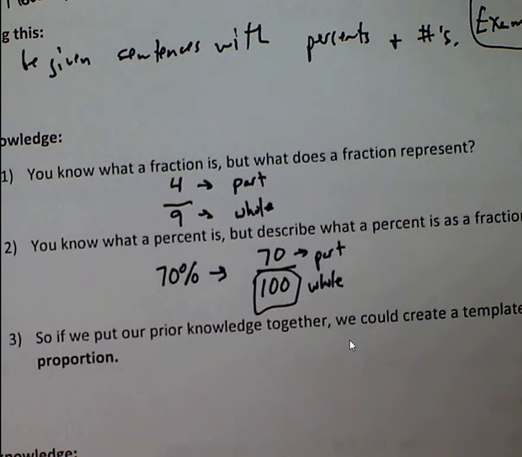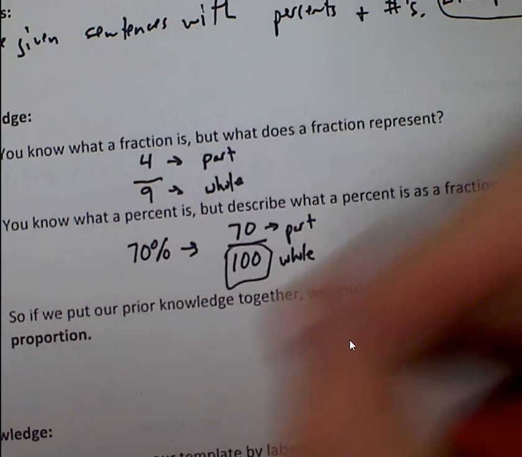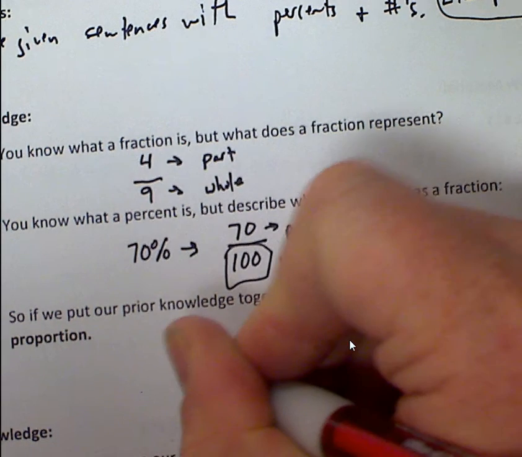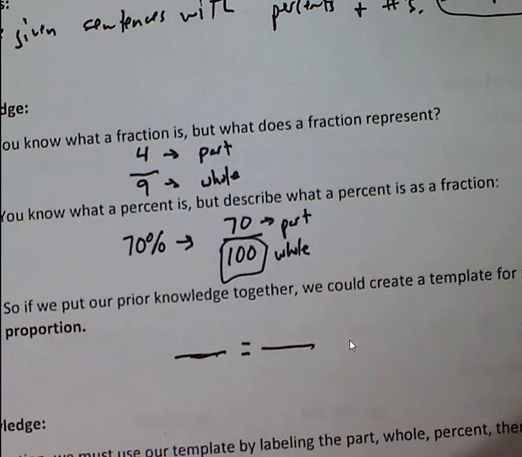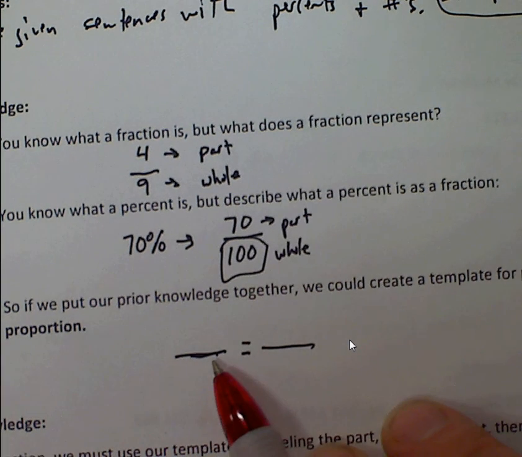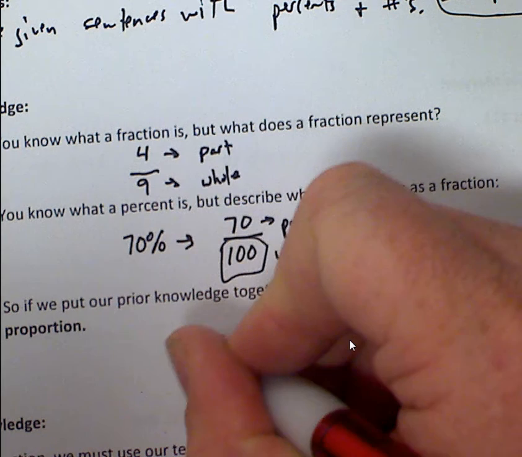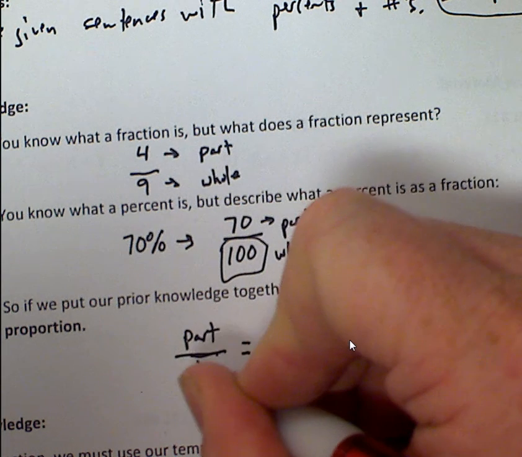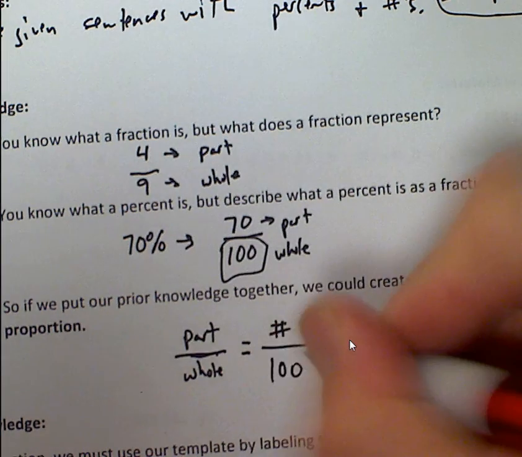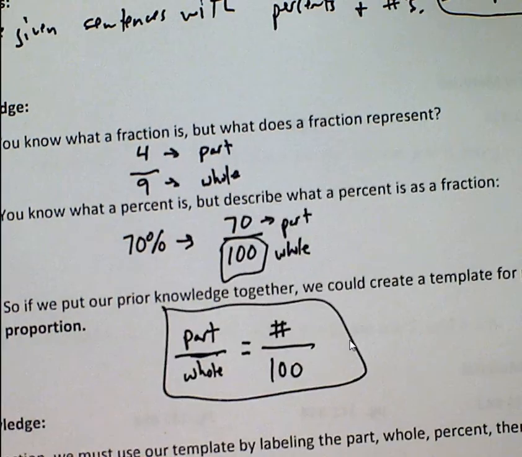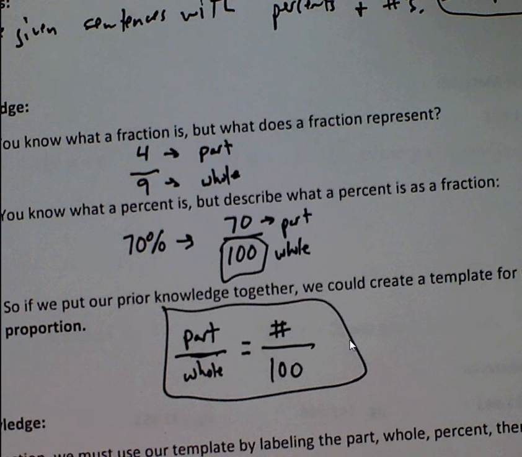So for number 3, if we actually put our prior knowledge together, we could create a template for a percent proportion. A percent proportion is a proportion. So one side we have a fraction, the other we will have another fraction. Our template, which we are always going to use, is going to be a part over a whole, which will equal the percent that we're given over 100. That is our template that we will always use.